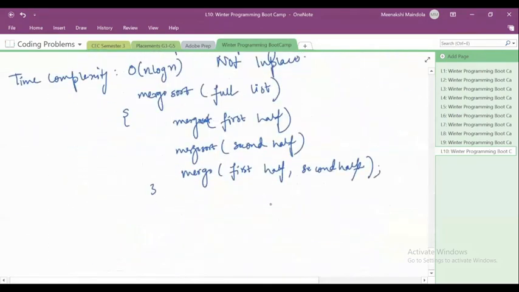Okay. So shall we move ahead, everyone? No, merge is not a predefined function. You will have to define that. Shall we move ahead, everyone?